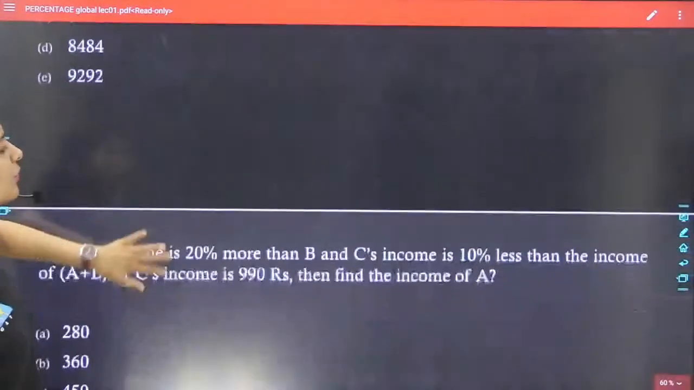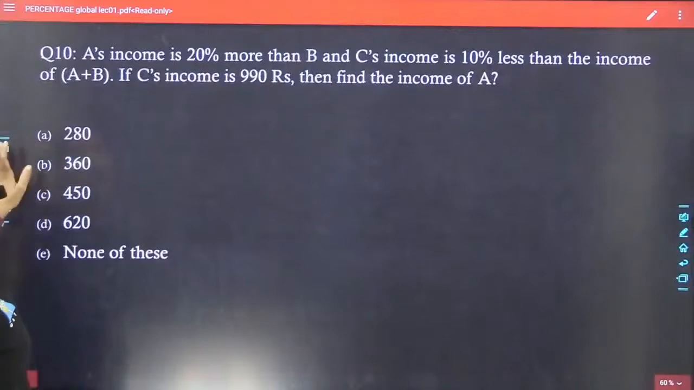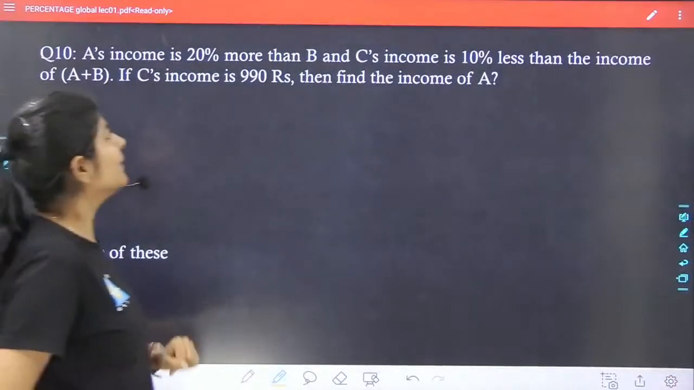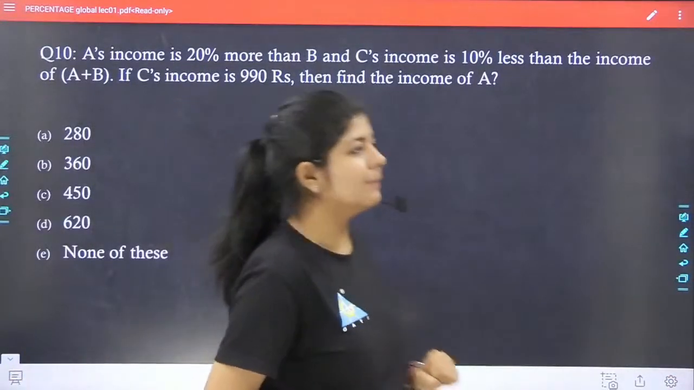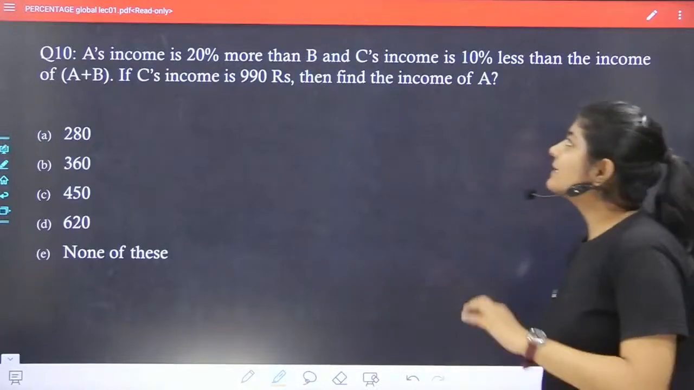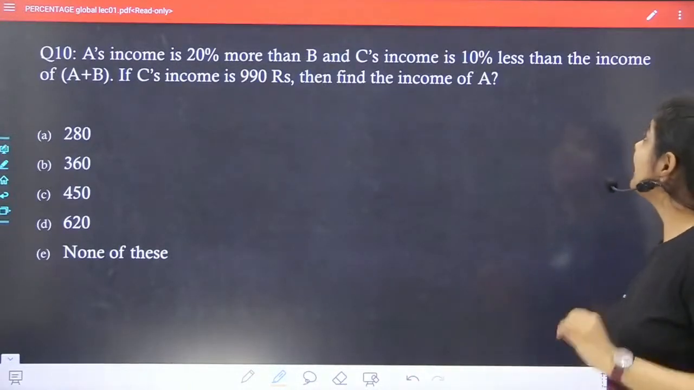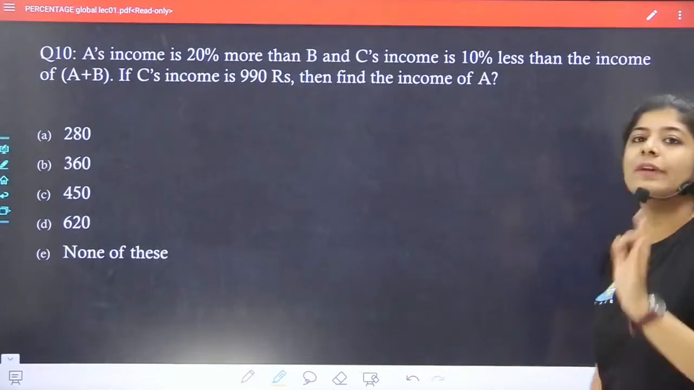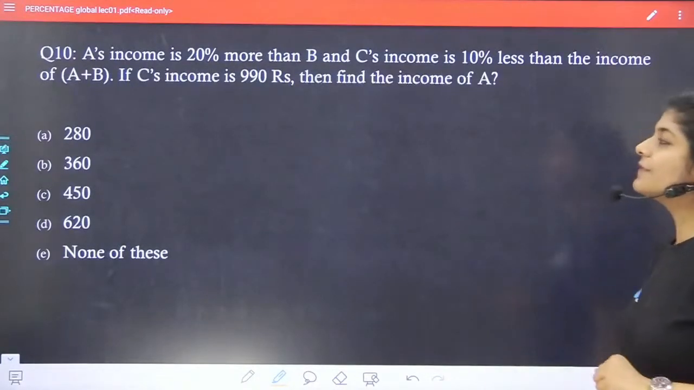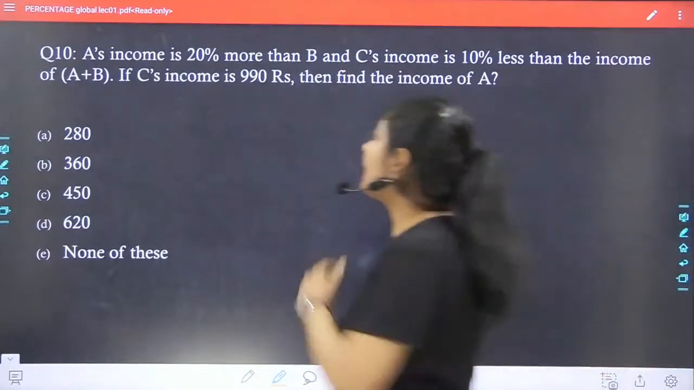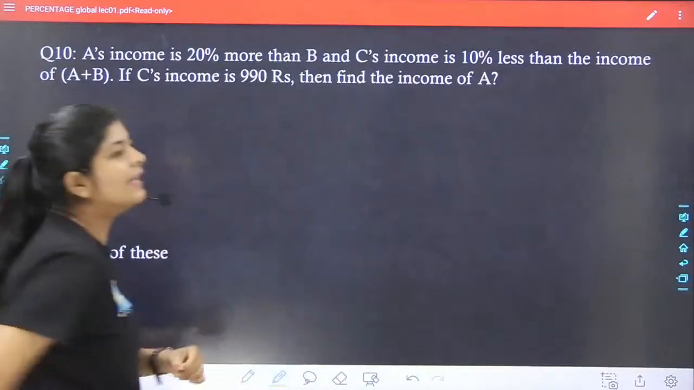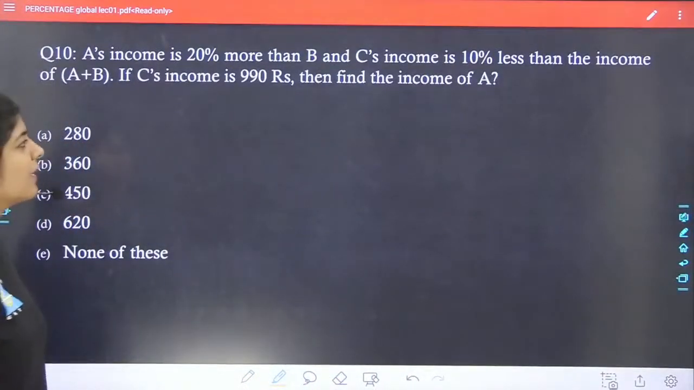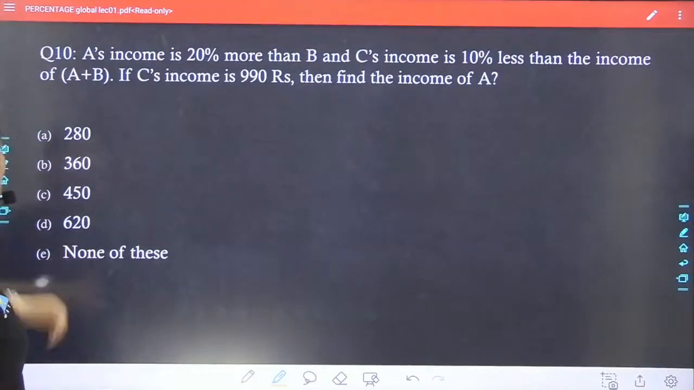Now let's move to the next question. A's income is 20% more than B, and C's income is 10% less than the income of A plus B. If C's income is 990 rupees, then find the income of A, and here we have our options.